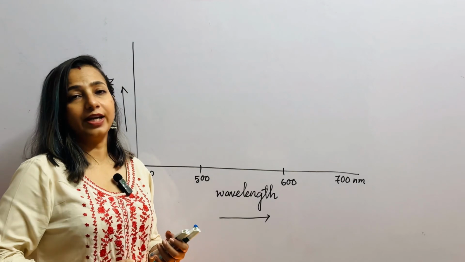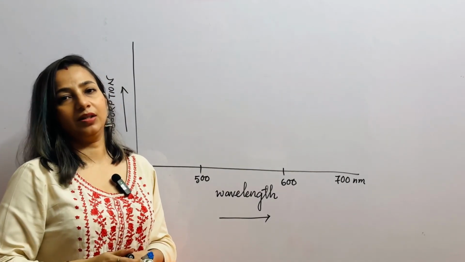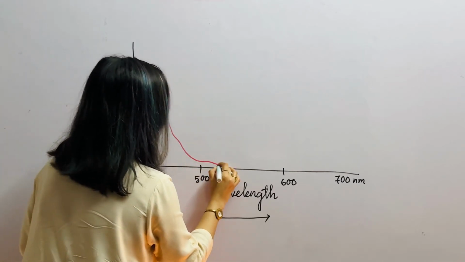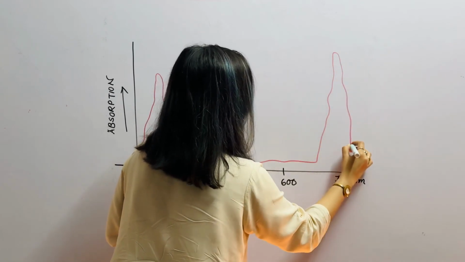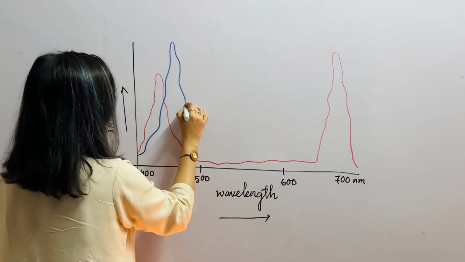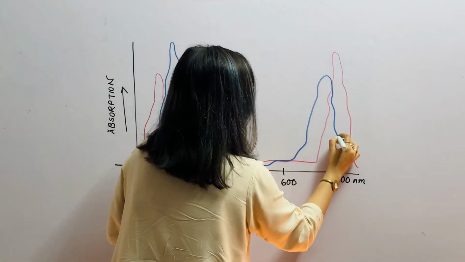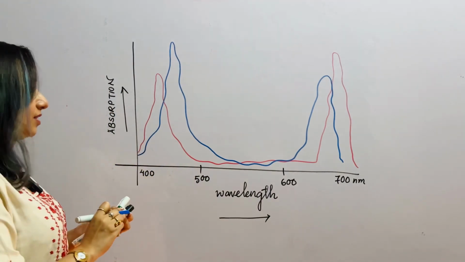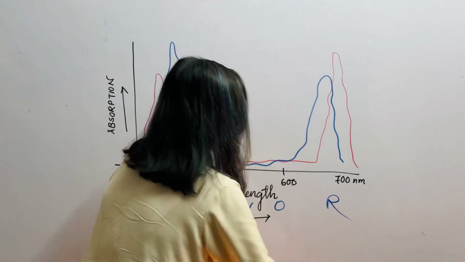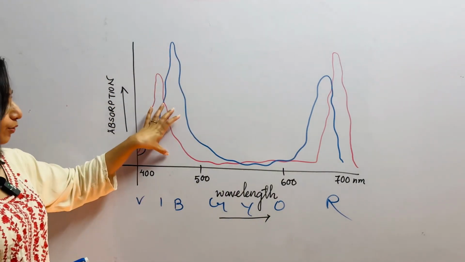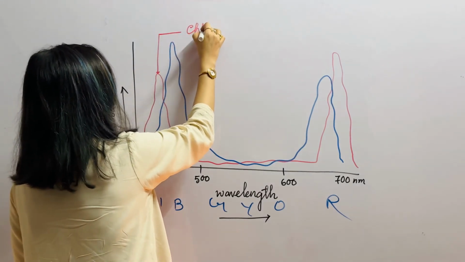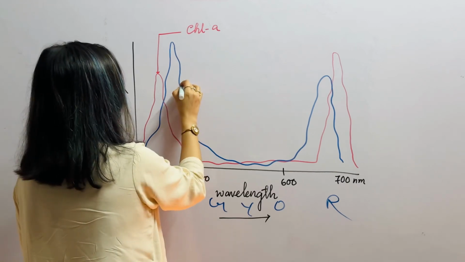So at each wavelength of light, we see the peaks, that is, how much light is absorbed. So let us first see for chlorophyll A. It is somewhat like this, you know. So this suggests what? If you see here, we find the peaks near what? The blue region and the red region. So this is for chlorophyll A and this is for chlorophyll B.